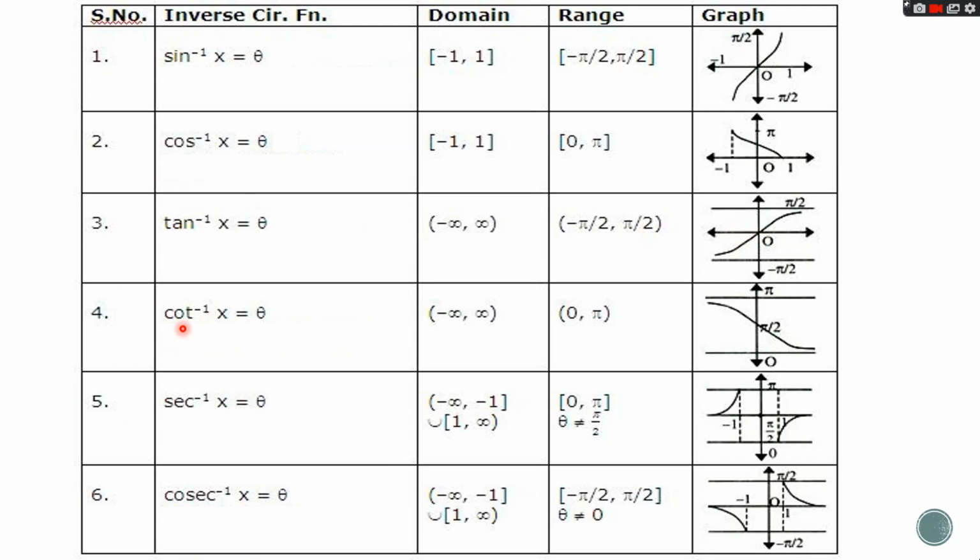Next one, cot inverse x. For cot inverse x, again domain is whole set of real numbers and range is open interval 0 to pi. Graph for cot inverse x is like this.